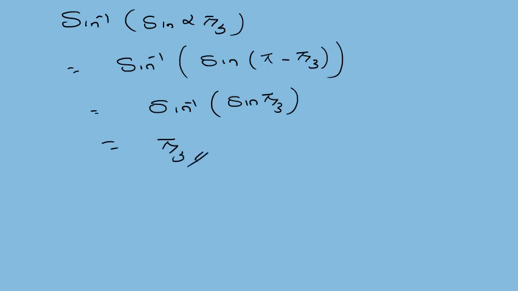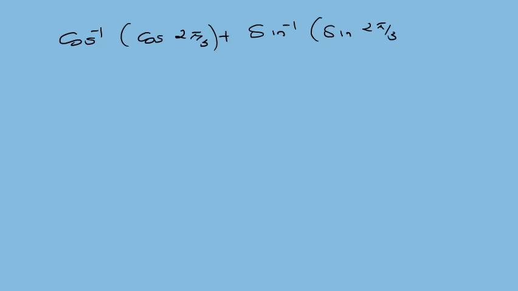Now, what about cos inverse cos 2 pi by 3? Since the principal value branch of cos inverse is 0 to pi, what can you write? Cos inverse cos 2 pi by 3 is 2 pi by 3.